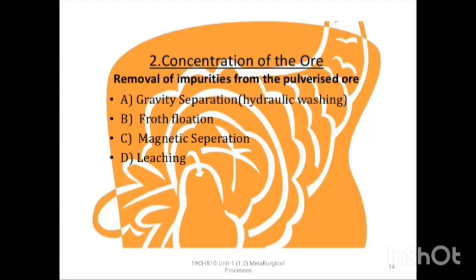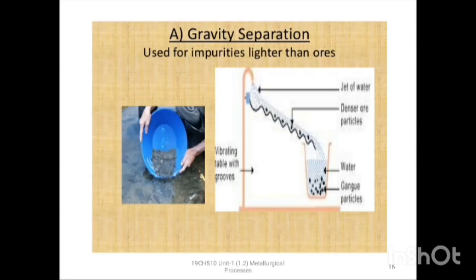So after crushing and pulverization, we can get a good ore of a mineral, from which we are able to isolate our metal. So the ore concentration processes involve 3 or 4 major steps. One is gravity separation, which is otherwise called hydraulic washing, the second process is froth flotation, the third one is magnetic separation, and the fourth one is leaching. So we are going to see them one by one. First process is gravity separation or hydraulic washing.